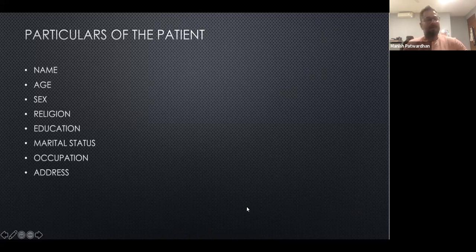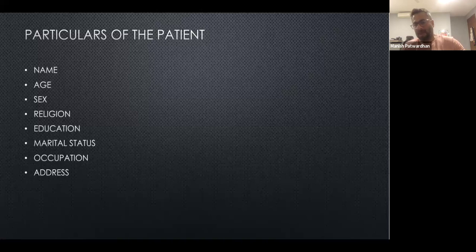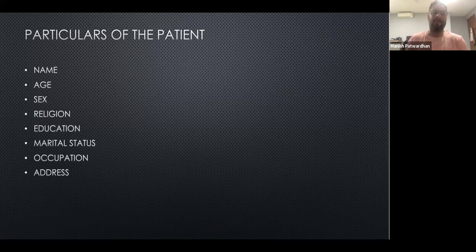The next question is education. Primarily, you ask this more for academic interest than for any health related matter. Marital status: single, divorced, married, because that will also give you an idea about some health issues. Occupation: you will ask the occupation because a lot of diseases would be related to occupations.